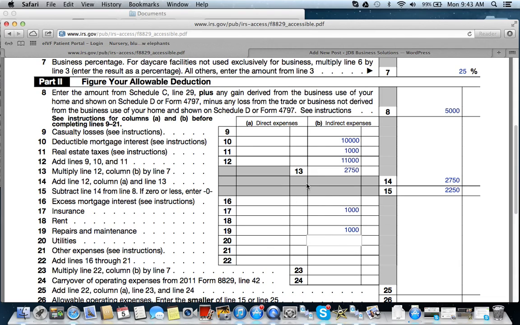Okay, utilities. These are the utilities for your entire house, because typically you're not just going to have utilities on your office. So the utilities you pay for your house, and typically these will mostly include electric and gas, all right? So you're going to take the total amount you paid in your utilities for the year, and you're going to be able to take, in this case, 25% of that. So we'll say there was $3,000 paid in those utilities.